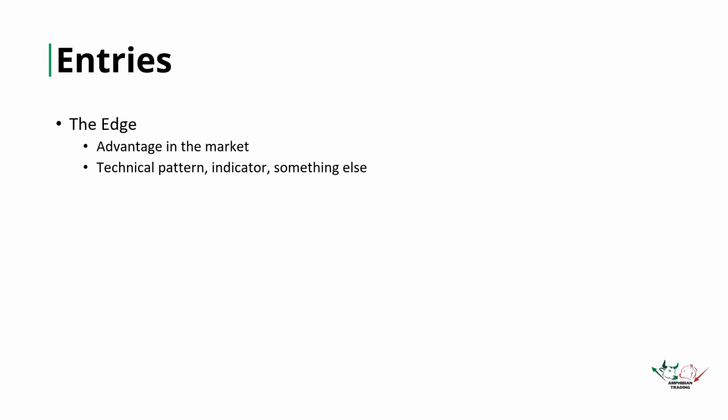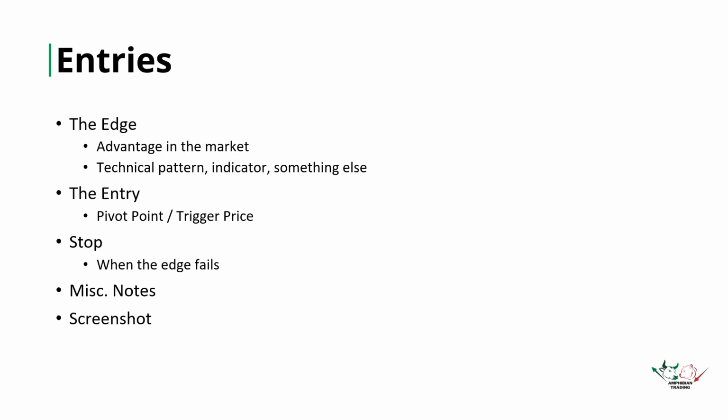So once you have your edge defined, you need to define what your entry point is and what signals you to enter that trade. Every time we enter a trade, we also want to know where our edge fails and where we should place our stop. This stop is going to be different than the exit rules that we'll go over later in this video. And then lastly, we need to put any miscellaneous notes, and we want to grab a screenshot of that entry setup. That way you can reference it later on.